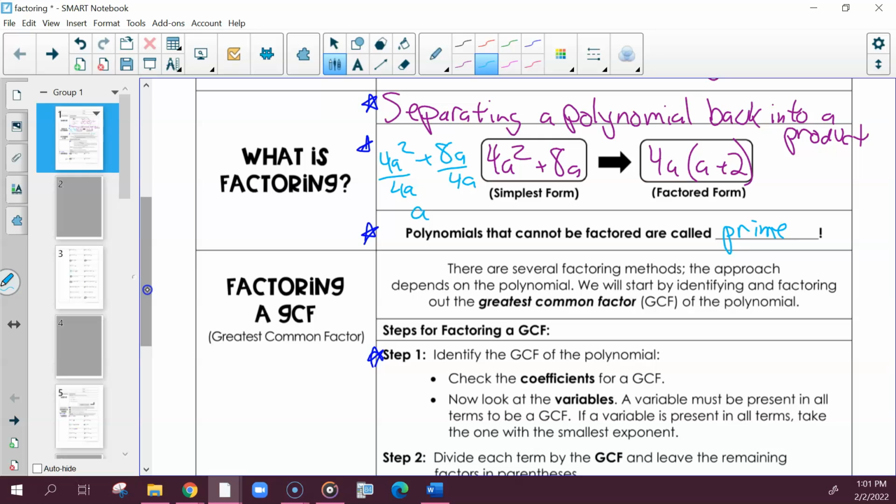And then if I were to divide this by 4a, what would I have? Just 2. Which is why we have that on the inside. Now, that was me explaining how that came about. We'll do more so that you get more practice. But do we have questions on that so far?